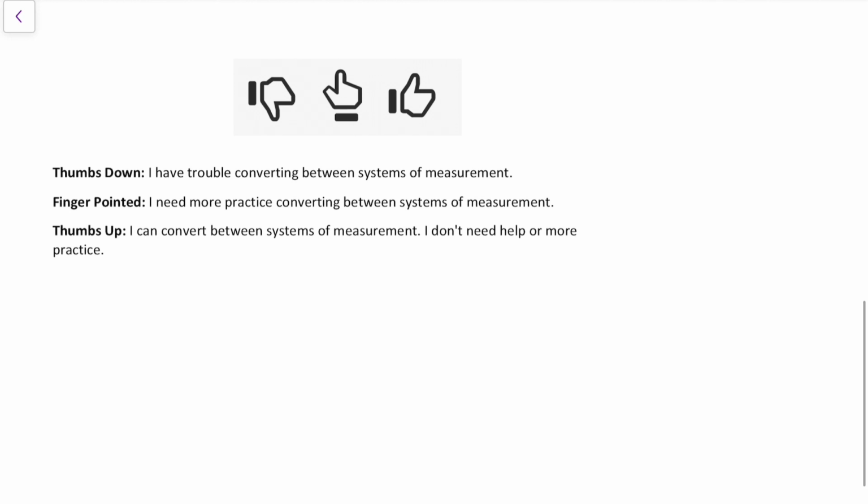Okay, so you're going to rank yourself: thumbs down if you're having trouble converting between the systems of measurement, finger pointed if you need some more practice with this, and thumbs up if you're like, I can convert between the systems of measurement, I don't need any more help or practice.